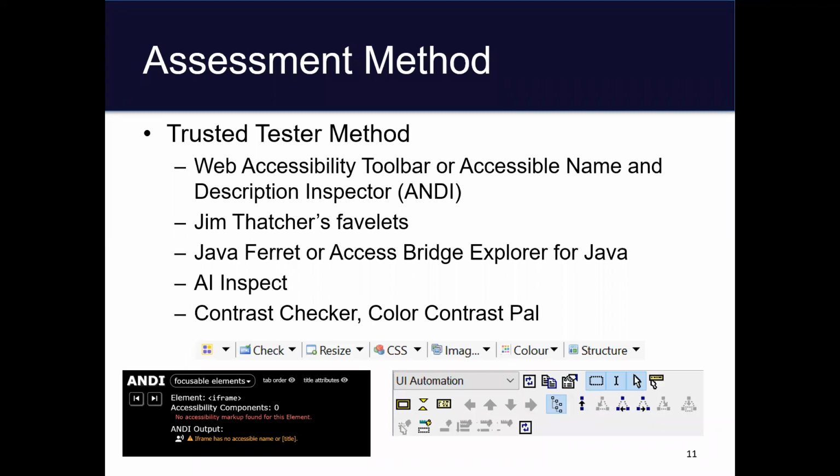And I apologize, my slide's a little out of date here. We used to rely on Jim Thatcher's favorites, as well as Java Access Bridge Explorer for Java, AI Inspect, and of course the color contrast analyzers. Right now, we've kind of reduced this list to be primarily Andy and Contrast Checker and Color Contrast PAL, where the others have been deprecated a little bit just because of Andy's great capabilities.